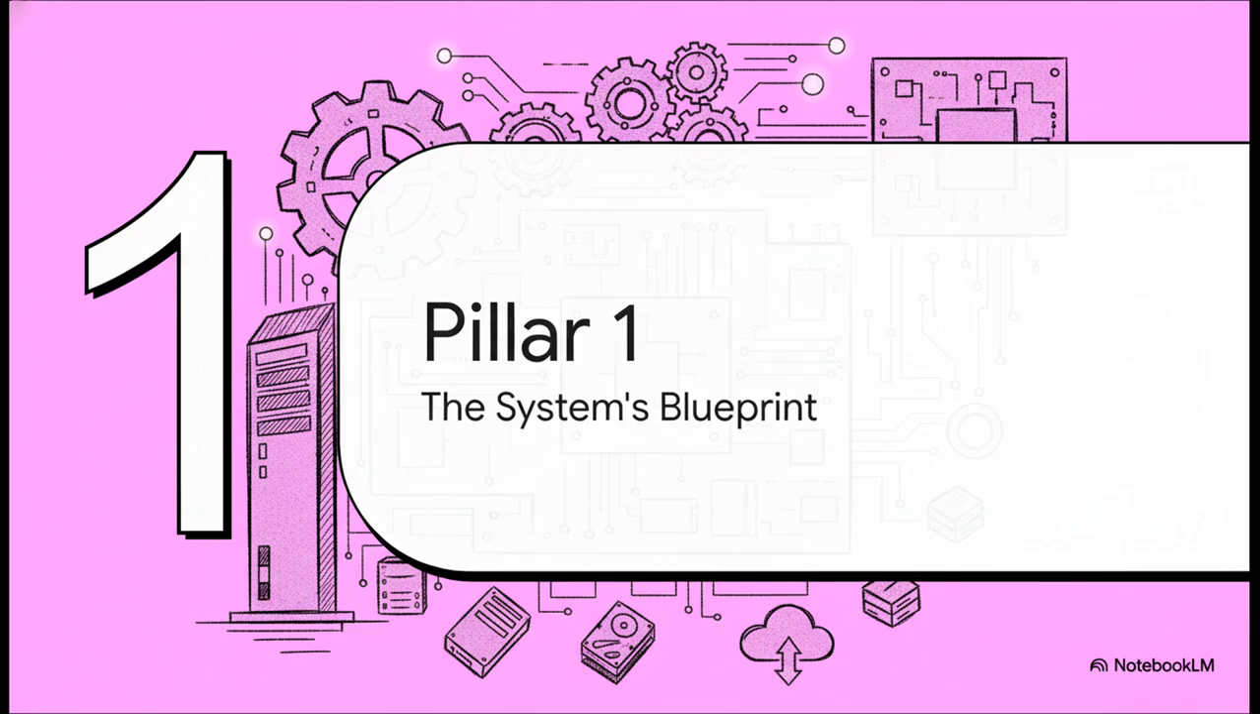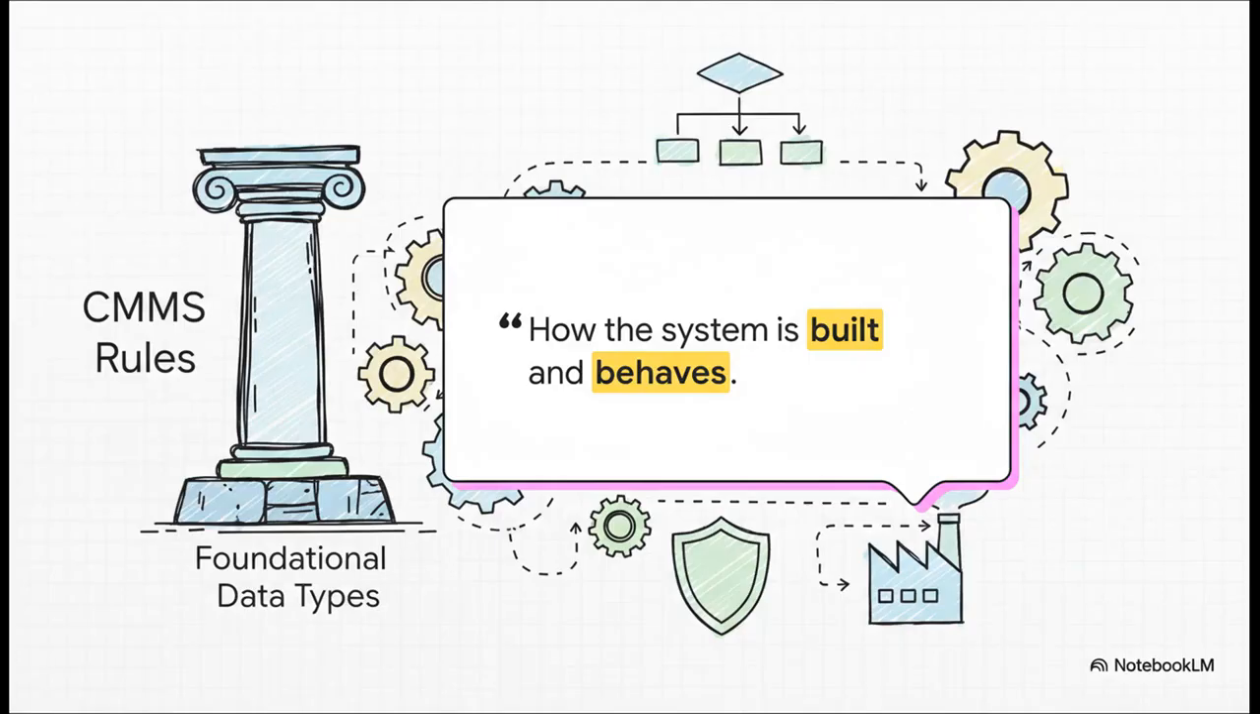This is our first pillar, the system's blueprint. And to be clear, we're not talking about your physical assets yet. We're talking about the digital house they all live in. I just love this quote from the source material. It's so simple and perfect. This first pillar is all about defining the rules for how your maintenance software, your CMMS, is actually built and how it's supposed to behave.